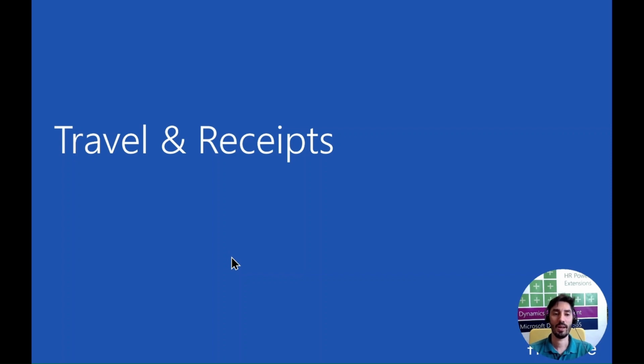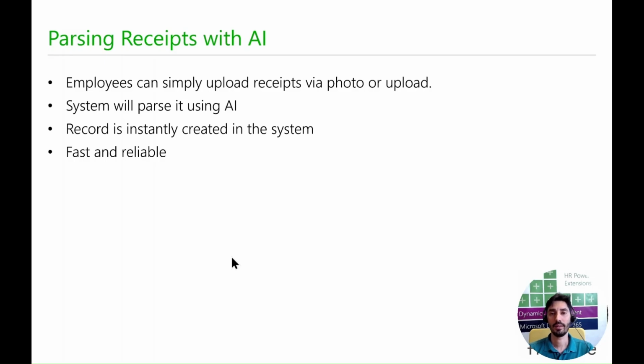Next topic, we have travel and receipts. So inside travel and receipts, we introduced AI, where employees now can just upload a picture, a photo of document of the receipt. The system then will use AI to parse this documentation, extract all the relevant information, and then feed the database. So this record is instantly created on your system, is fast, reliable, and also improve usability.